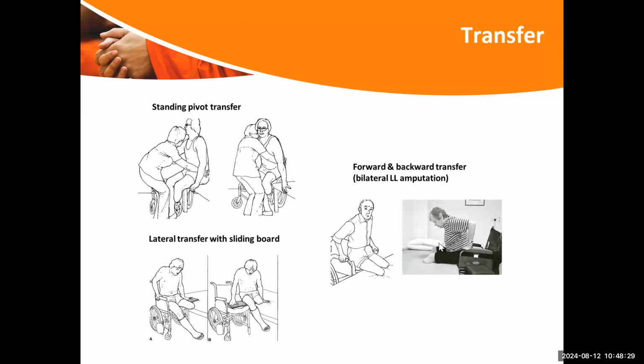And of course for bilateral lower limb amputees, you can teach them forward and backward transfers. Just put the wheelchair facing the plinth and then use the hands to push. Once pushed, the buttock moves towards the plinth.